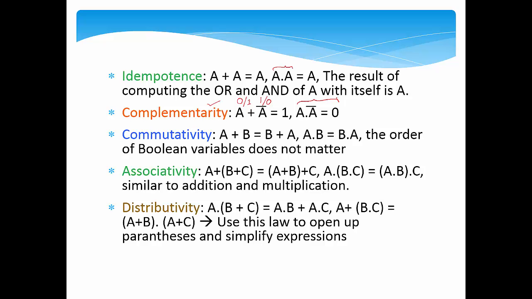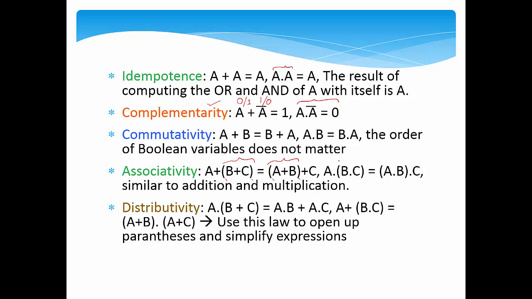The next property of interest is commutativity. Here A or B is equal to B or A, which means that the order of variables does not matter. Similarly, A and B is equal to B and A, the order again does not matter. We also have, similar to normal decimal addition and multiplication, associativity, which is A or B or C, with B or C being here in brackets, is the same as A or B or C. So it doesn't matter where you place the brackets. You can place them here and here, or you can place them here and here. For Boolean logic, it does not matter.